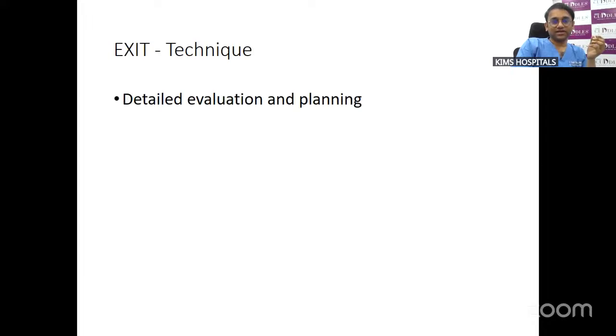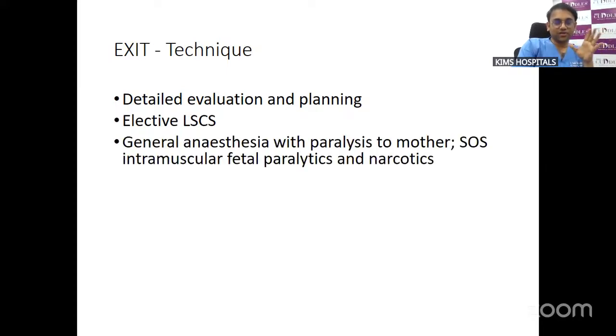So the EXIT technique is ex utero intrapartum therapy. For performing the EXIT technique, we should have a detailed evaluation of the baby and a proper plan. We should have an elective LSCS in these babies. General anesthesia should be given to the mother in order to relax the uterus. We can also give intramuscular fetal paralytics and narcotics to the baby, so that it is very easy to perform the intrapartum treatment.